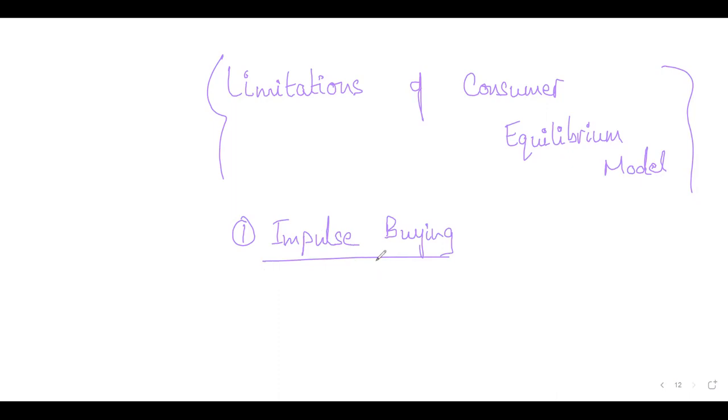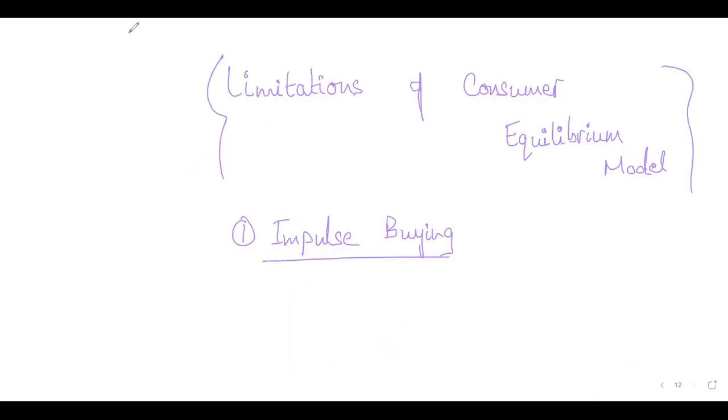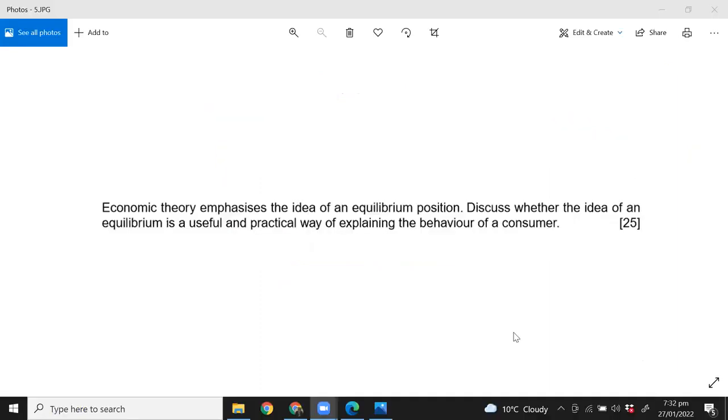And when there is impulse buying, you're not looking at the utility that you'll get from a product and how much you're paying for it. You just instantly buy something. Students, is this making sense? Okay. So basically what we are commenting on is whether this is a useful and practical way of explaining consumer behavior, right? So that's the first thing, that it doesn't account for impulse buying.